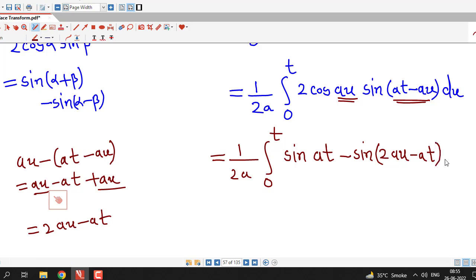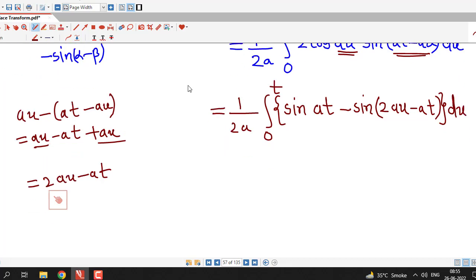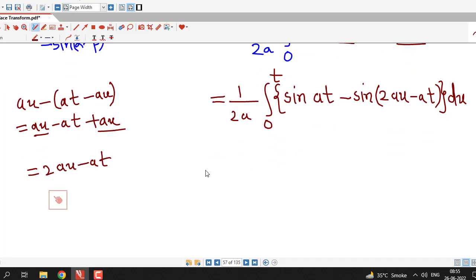So we have rewritten our function using the formula of 2 cos s sin t equal to sin(s+t) minus sin(s−t). Now we can integrate with respect to u, and be careful, the variable of integration is u, therefore t is constant and therefore sin at is also constant. So here we have this type of situation, integral of sin at with respect to u.